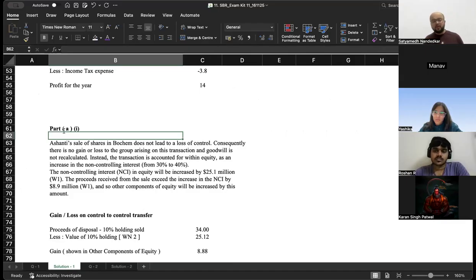Don't forget to add the goodwill value. ठीक है? When you are calculating value of the company, don't forget the goodwill value. Everything else is pretty straightforward.